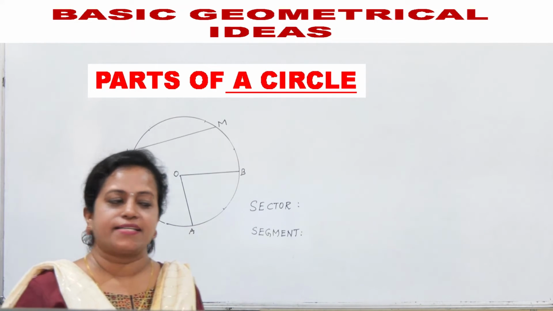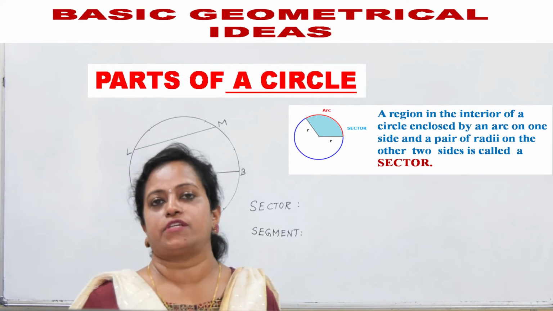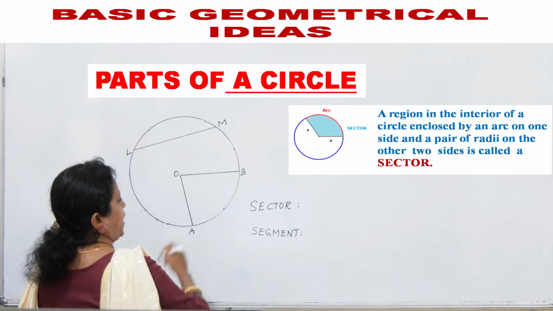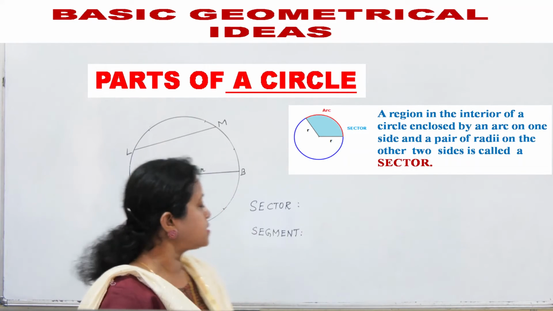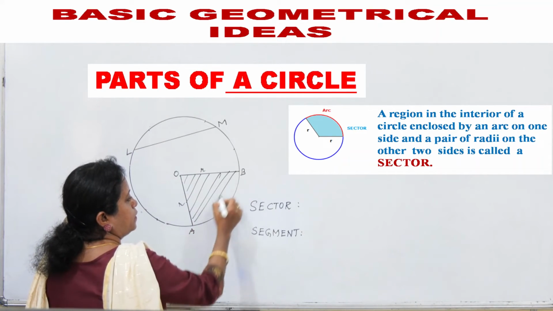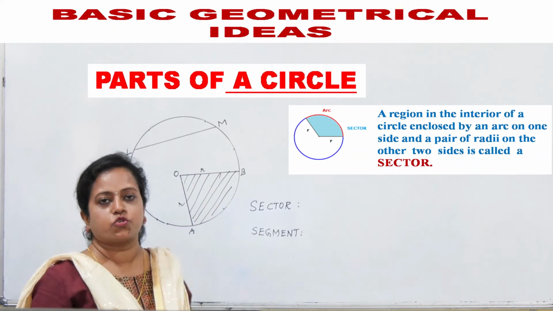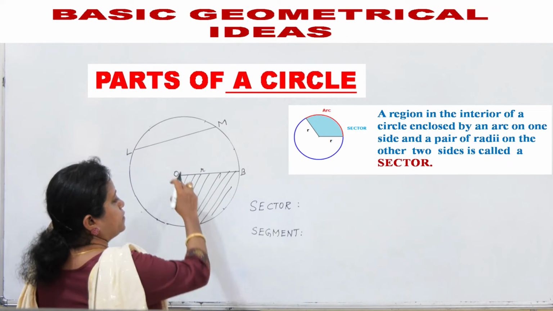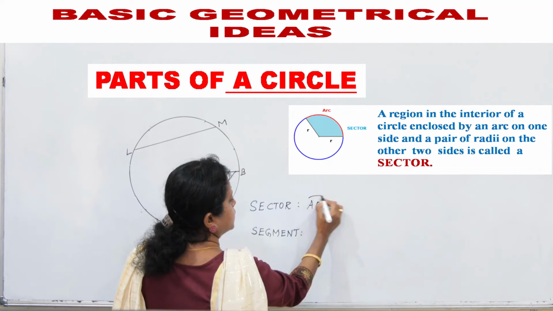Now the next term you will understand is the sector of a circle. A region in the interior of the circle which is enclosed by an arc on one side and two radii on the other two sides. That is, a region which is enclosed by the arc on one side and radii on the other two sides is called the sector of the given circle. For example, this region, that is AOB, is a sector of the given circle.